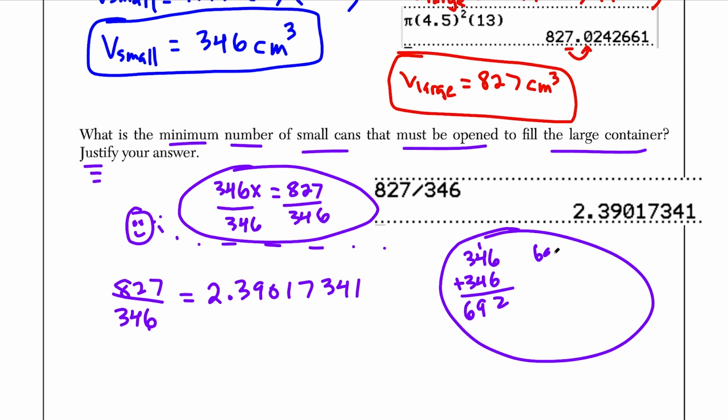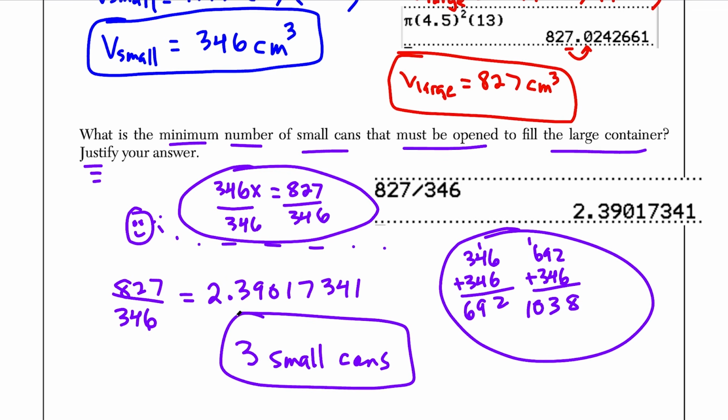But if you did a third can, so we add another 346, so a third small can here, this one works out after we do the addition to 1038, which is greater than 827. So that's why here we're going to need 3 small cans. Okay, so what is the minimum number? We're going to say 3 small cans, and we only have to justify our answer, which just means we have to show the work, which we did.